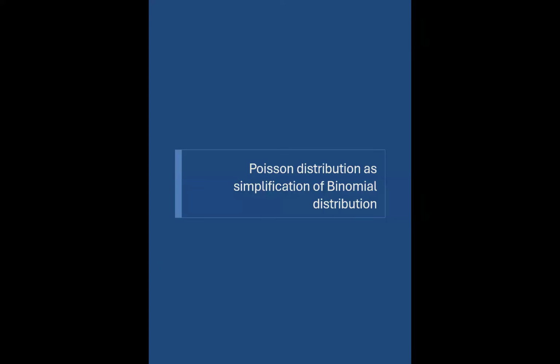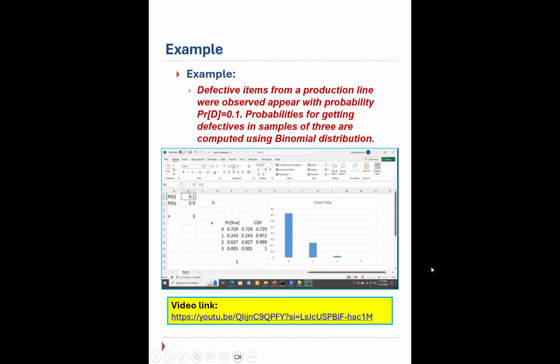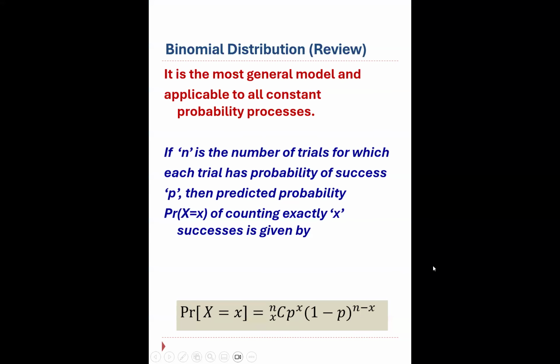In this demonstration, I would like to introduce the Poisson distribution expression as a simplification of binomial distribution. So before doing that, let's have a review of the binomial distribution. It is the most general model and applicable to all constant probability processes.